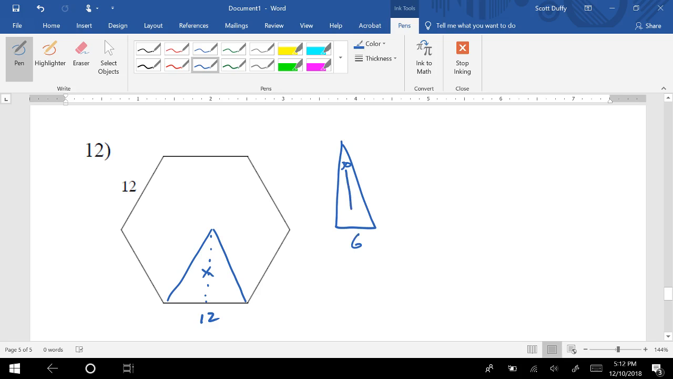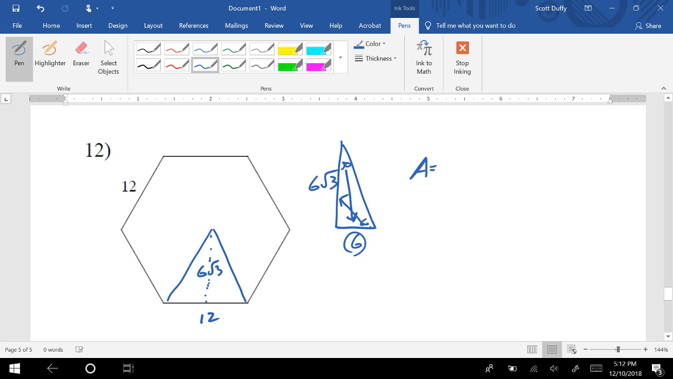Wait a second, this is 30, 60, 90. Opposite the 30 side is your one side. Opposite the 60, you multiply this side by the square root of 3. Going to make it go a little bit quicker. Okay, now if we realize this is 6 square root of 3, I don't even have to use trigonometry. I can just use that. If you use trigonometry, you're going to get decimal.